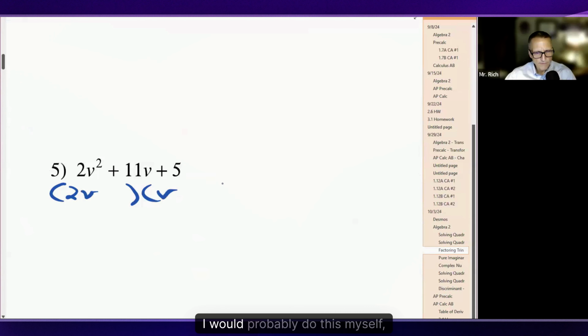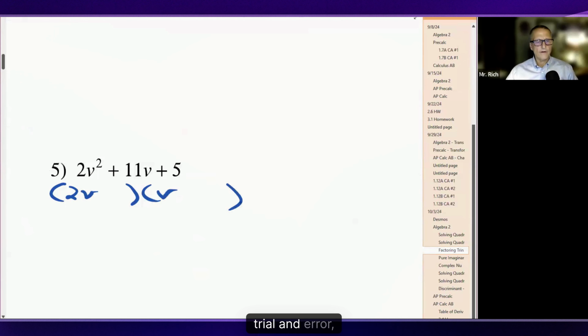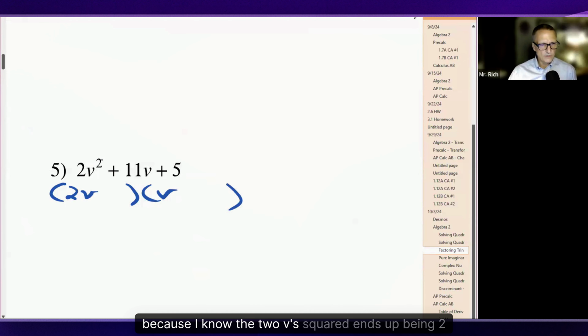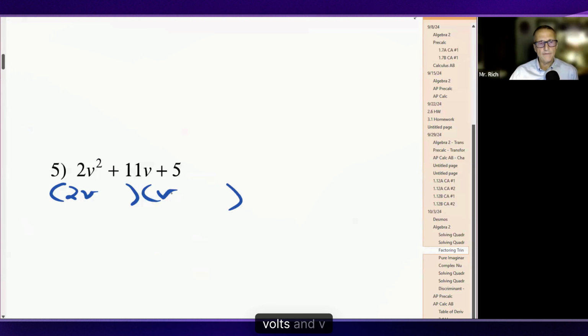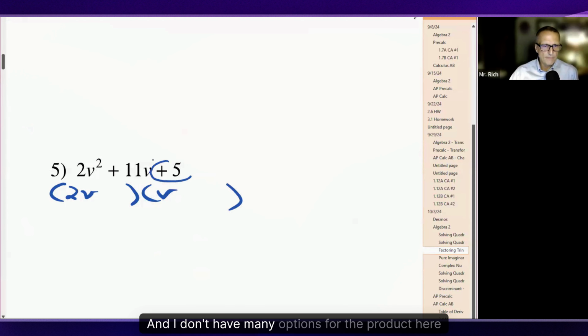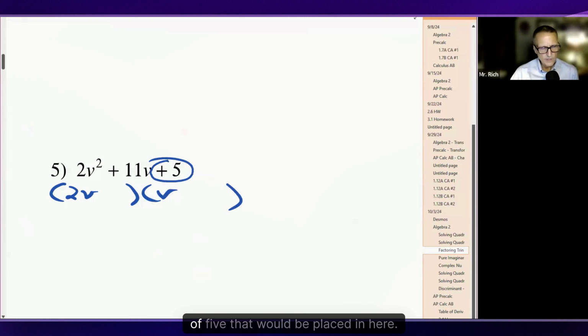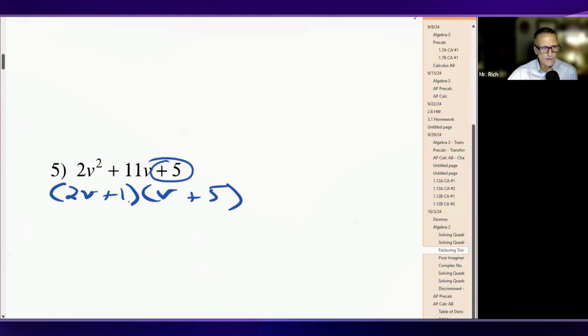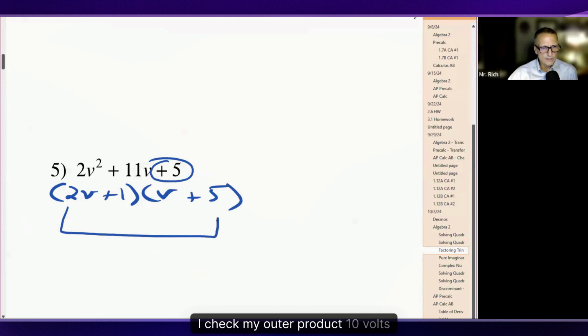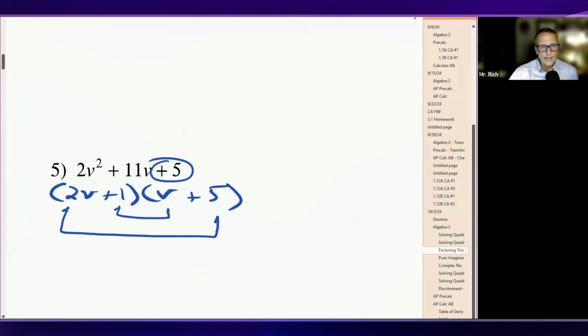In this case, I would probably do this myself, trial and error, because I know the 2v squared ends up being 2v and v, and I don't have many options for the product here of 5 that would be placed in here. So if I put a +5 and a +1, I check my outer product 10v and my inner product 1v. That makes 11v, so I know that I nailed it. That's it. I got it.